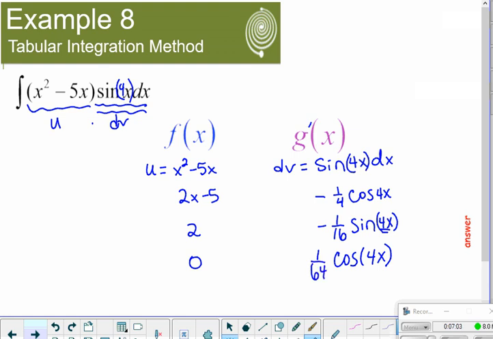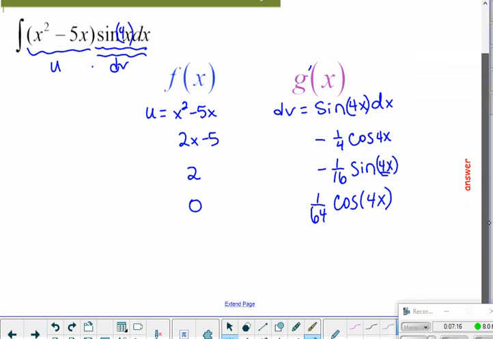One more integration. Negative sine integrates to cosine 4x, and I have 1/16 times a new 1/4, so 1/64. And I do just a double check, taking my derivatives. Does it work out each time? It should. And then I feel pretty good about my integrals.